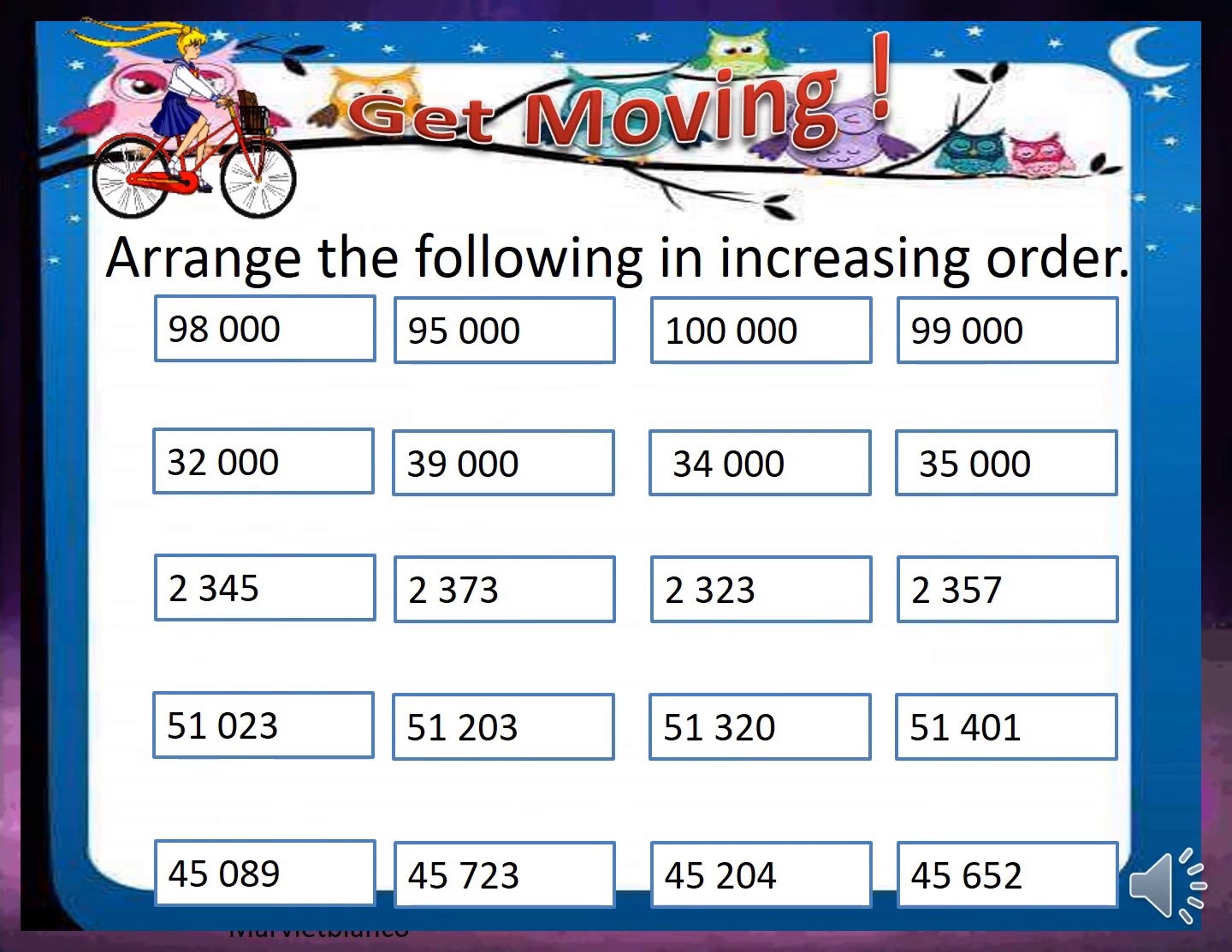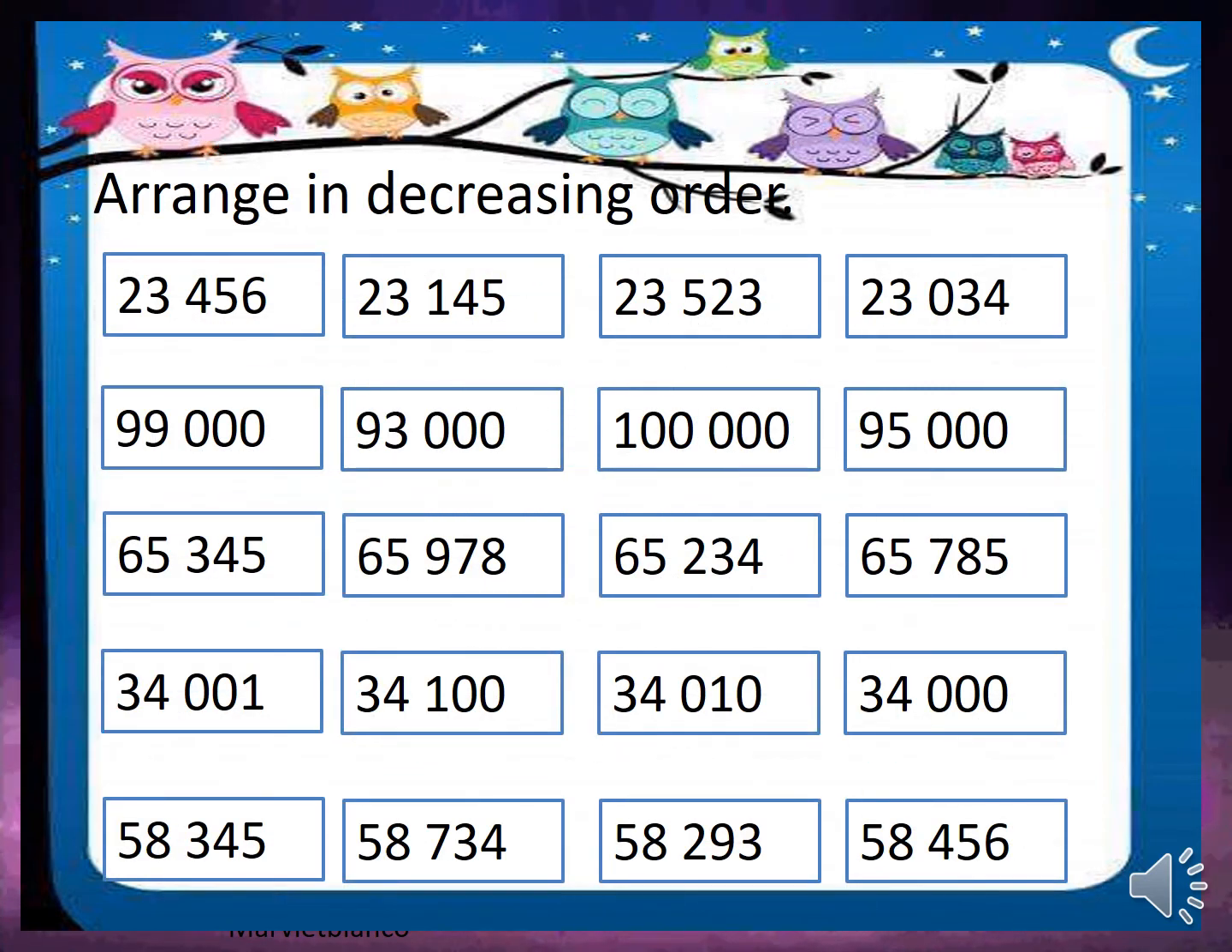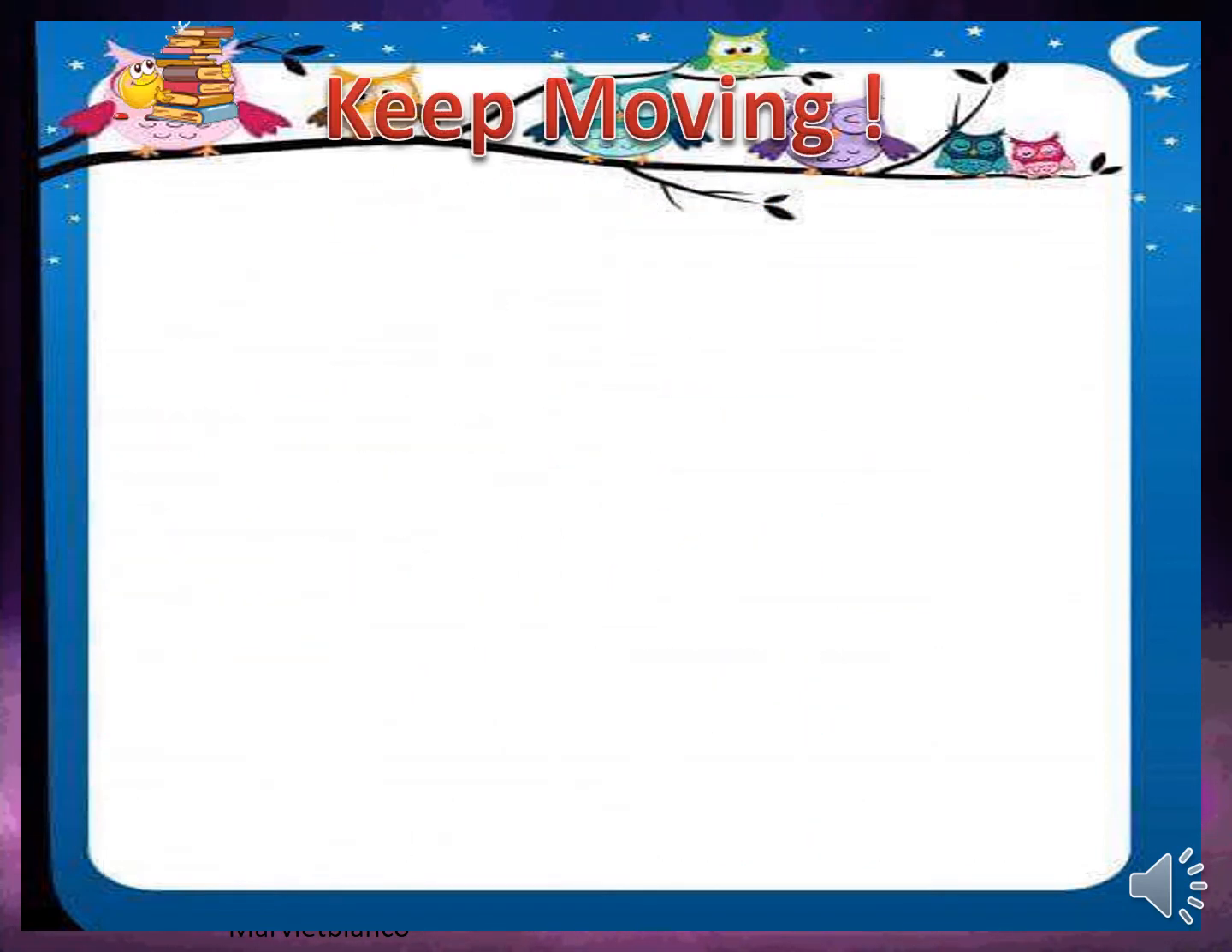This time, let's arrange the numbers in increasing order. So we have how many? 1, 2, 3, 4, 5 numbers. 5 sets of numbers. Are you ready? And this time, let's arrange the numbers in decreasing order. Let's keep moving.